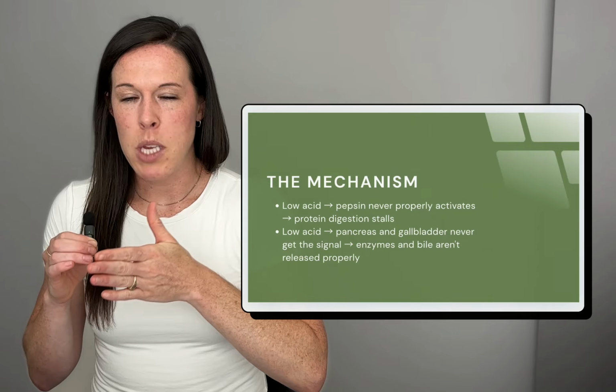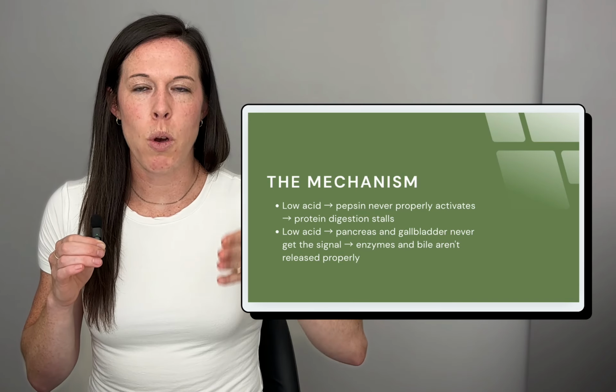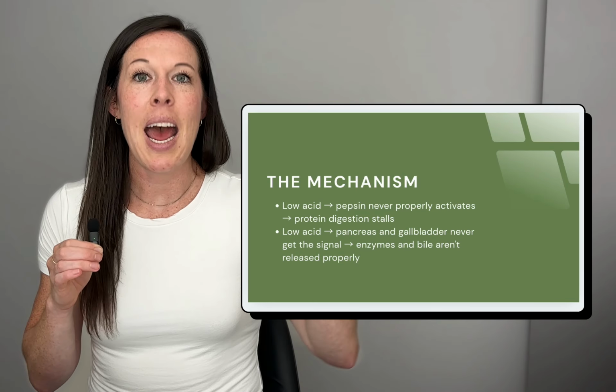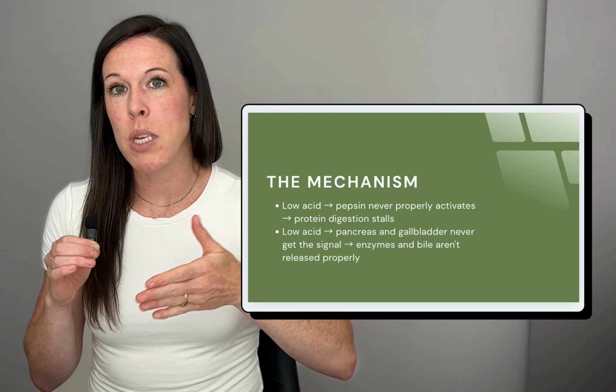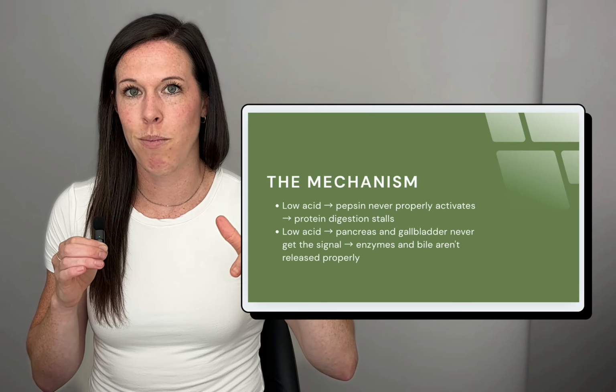So let's talk about the mechanism. The mechanism meaning, what's the step-by-step process that happens? So for example, we have low stomach acid. Then pepsin does not get activated. And because pepsin doesn't get activated properly, then our protein digestion is going to stall, right?